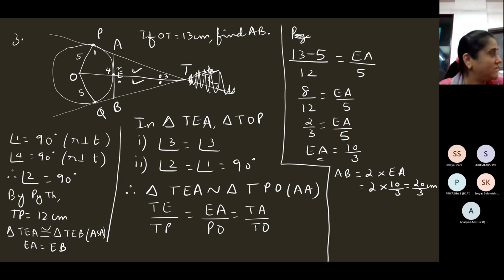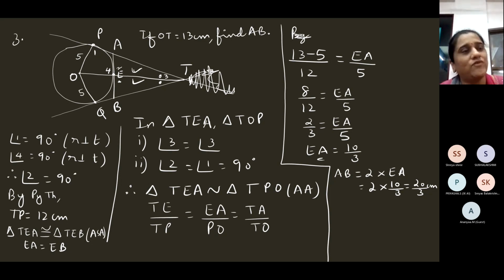How much is the OT given in the question? 13. OT is given to be 13. So how much is ET? 13 minus 5. ET will be 13 minus 5, 8. So 12 we got using Pythagoras theorem, and ET is 8 by subtracting 13 minus 5. So with all this, we'll start.